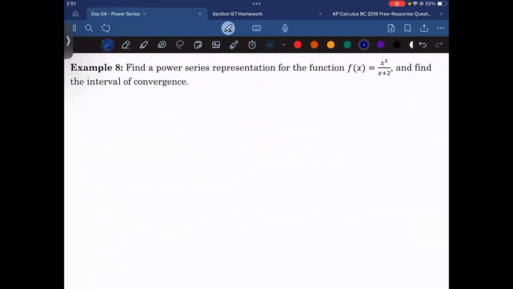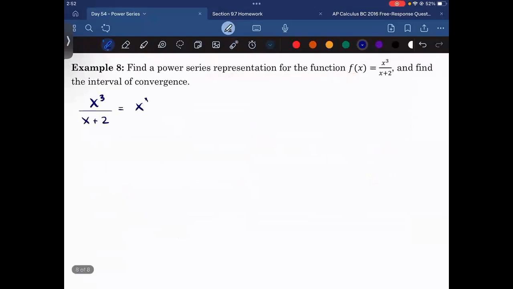And our last one, find a power series representation for the function x cubed divided by x plus 2 and find the interval of convergence. So I did this on purpose, because it's going to look very, very similar, if not exactly the same, to what we just did last one. So this is our last question. And I'm going to plug in what that equaled once we did all that crazy math.